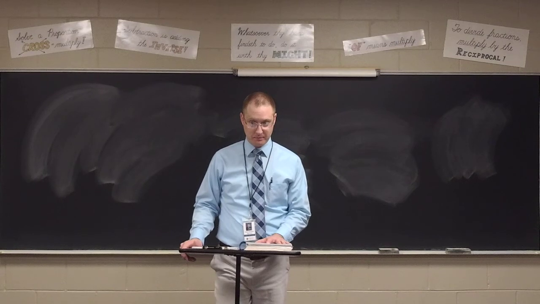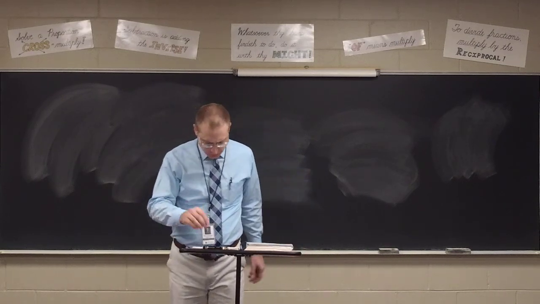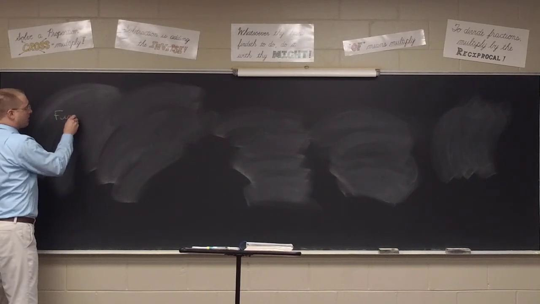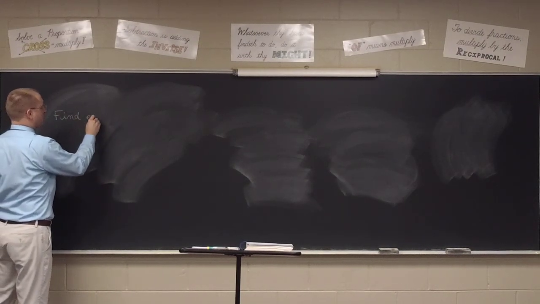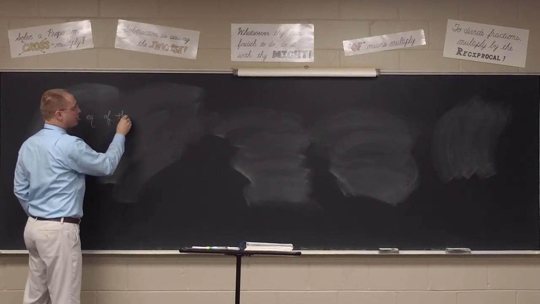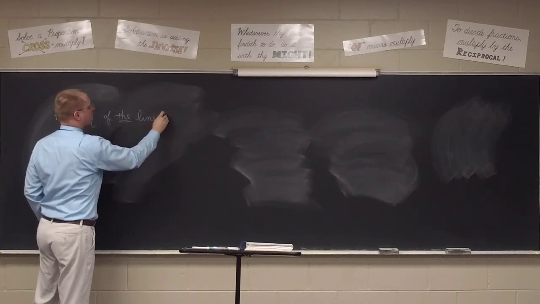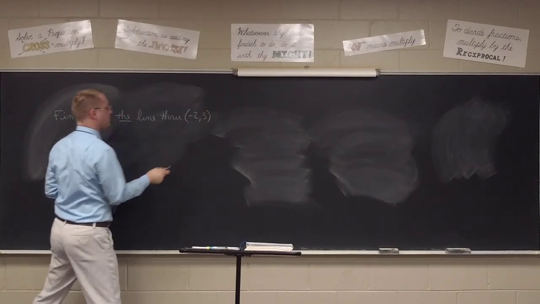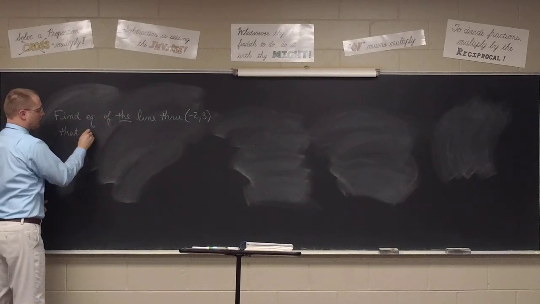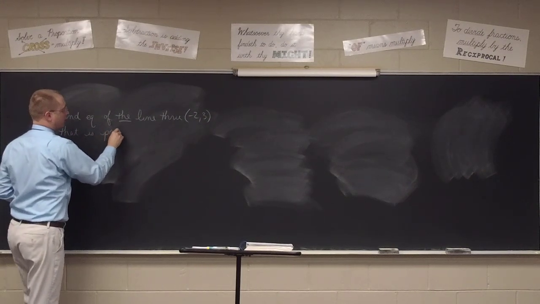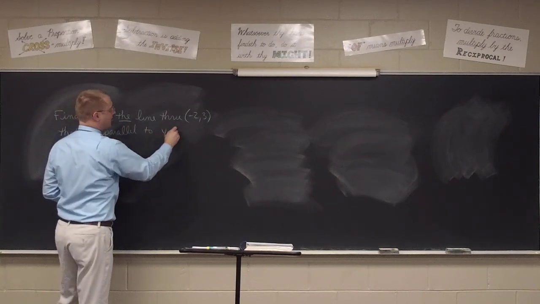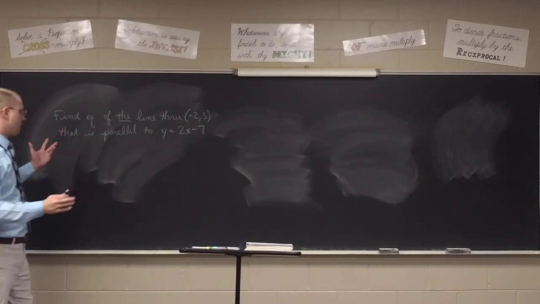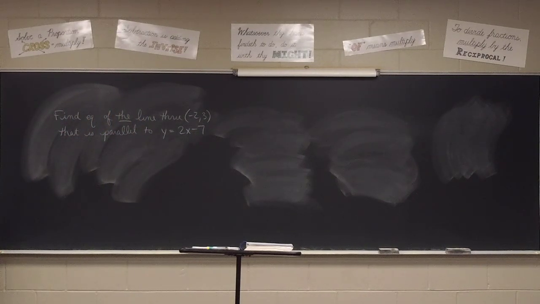Questions on that? All right, now, want to delve into another type of problem. Write this down in your notes if you would. We're going to begin doing problems like this here in just a moment. So find the equation of the singular line through the point, let's go with negative 2, 3, that is parallel to y equals 2x minus 7. We're going to begin working problems like this as we round out the hour.